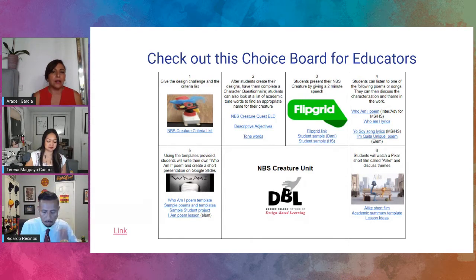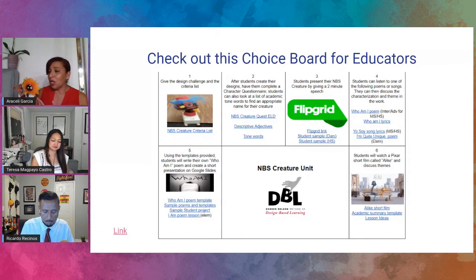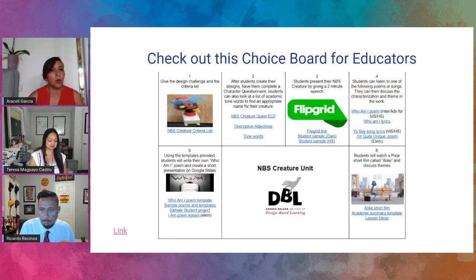So for example, I start first with the challenge. The kids are going to create a creature. Then my step 2 is I'm going to give them a list of vocabulary because their creature needs a name. But I don't want them to just come up with any name. They have to come up with an academic tone word. So instead of saying, the creature's name is Lucy, it might be Luscious Lucy, right? All of a sudden they're looking up words that they never heard before. So vocabulary instruction becomes organic rather than here's a list.